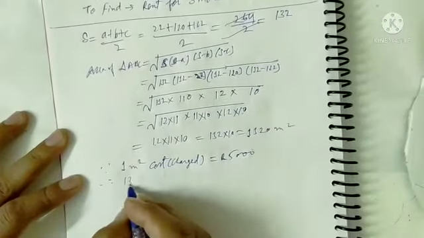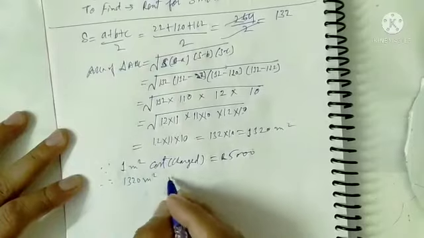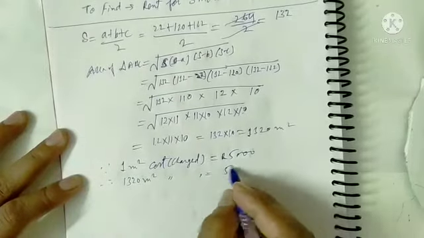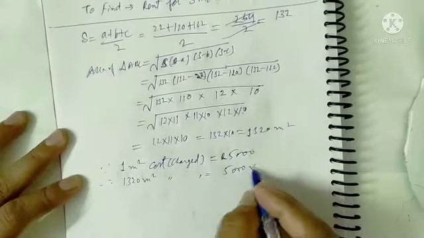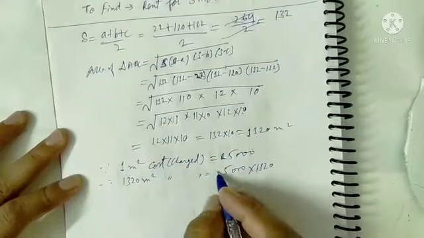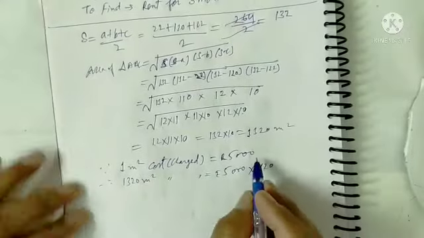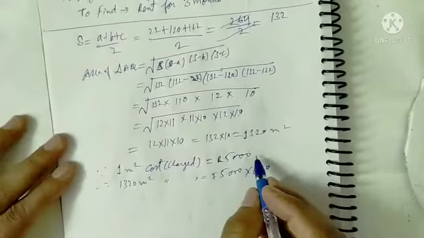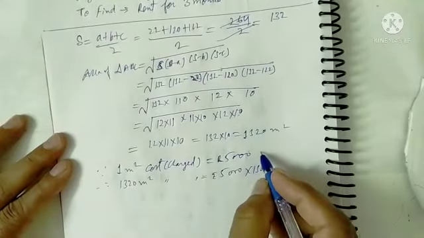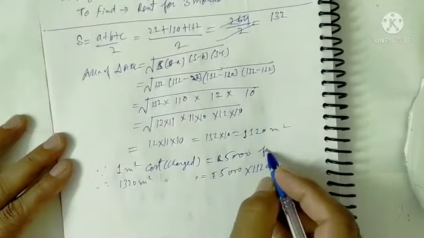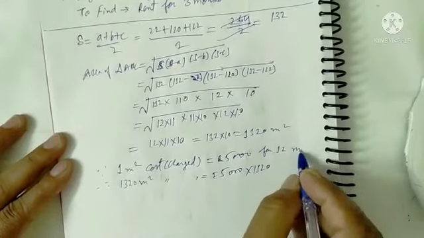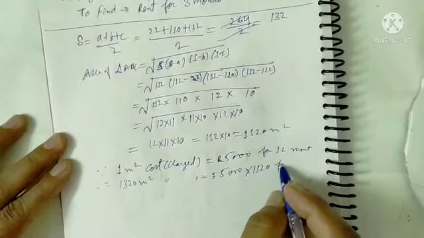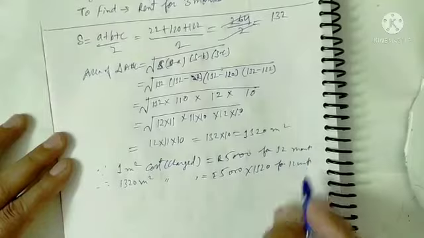For 132 meter square, the charge is 5,000 into 1320 rupees. But it is for how many months? This is for 1 year, that is, for 12 months.